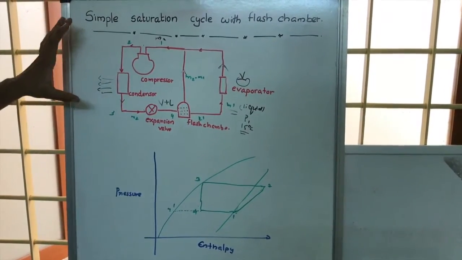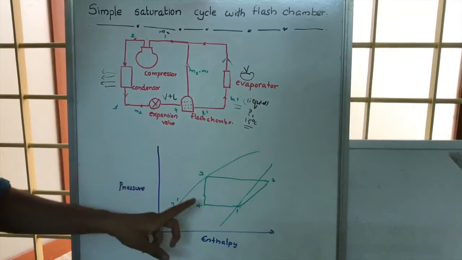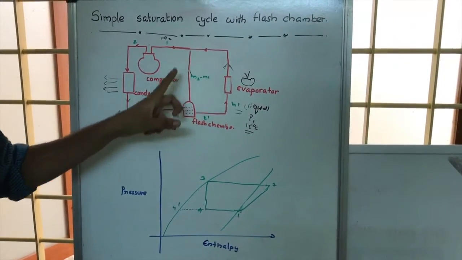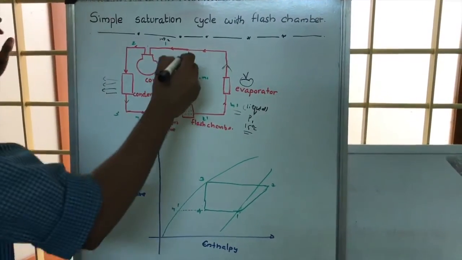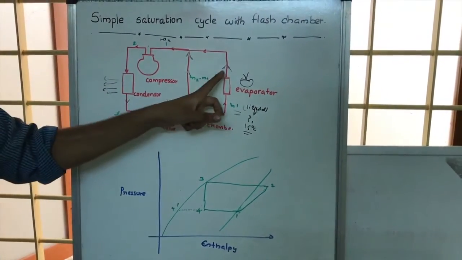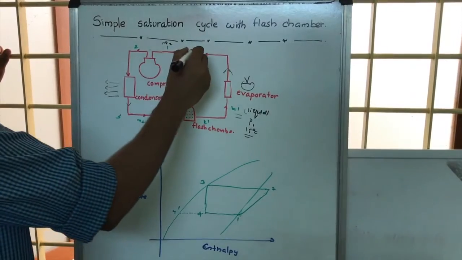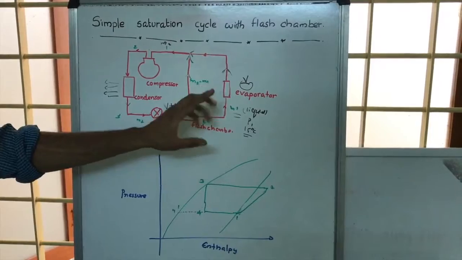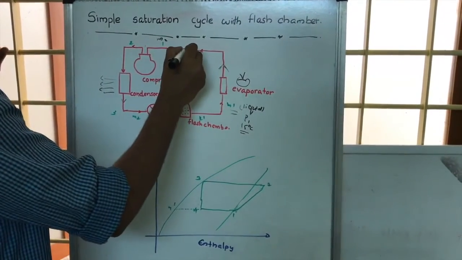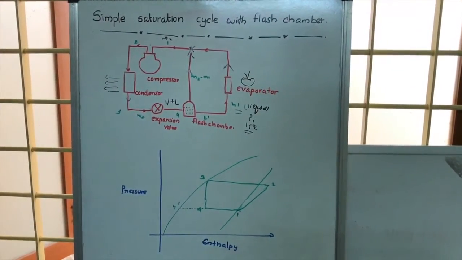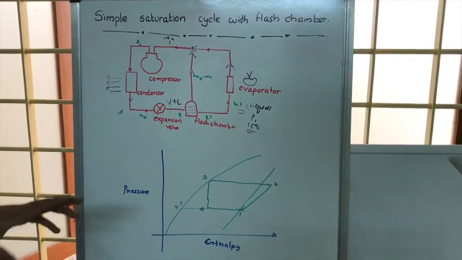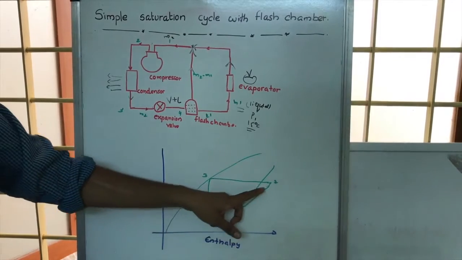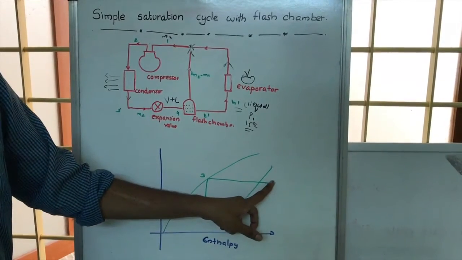And if we detail the process, it is like this. Suppose that after the evaporator, the entire mass of liquid has changed into vapor. Then at this point there will be only vapor present. Let us say that it is saturated vapor. This saturated vapor passes through the compressor, that is the 1-2 process. Here compression takes place, 1-2.